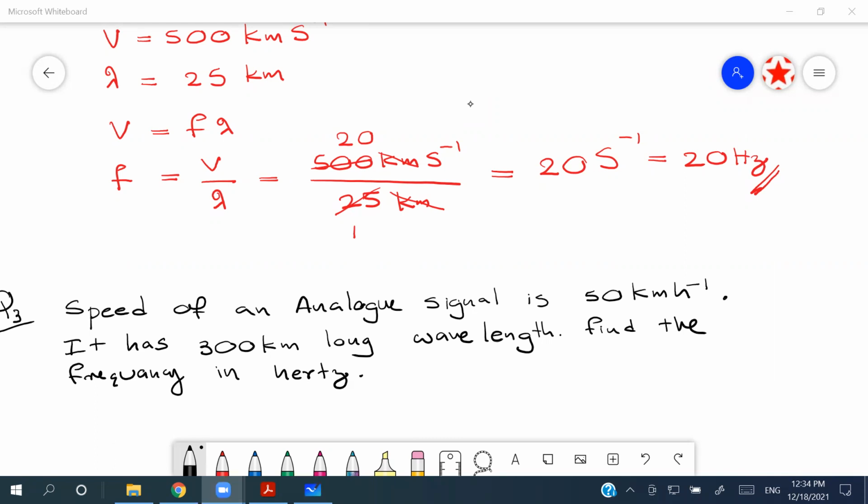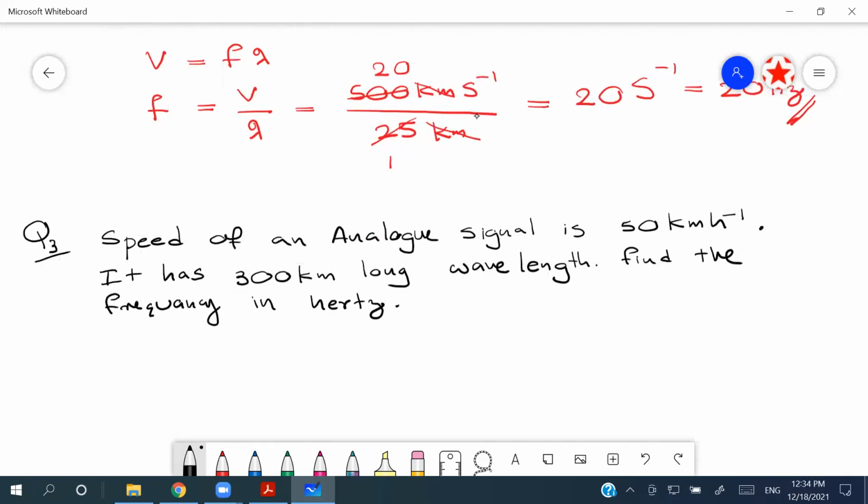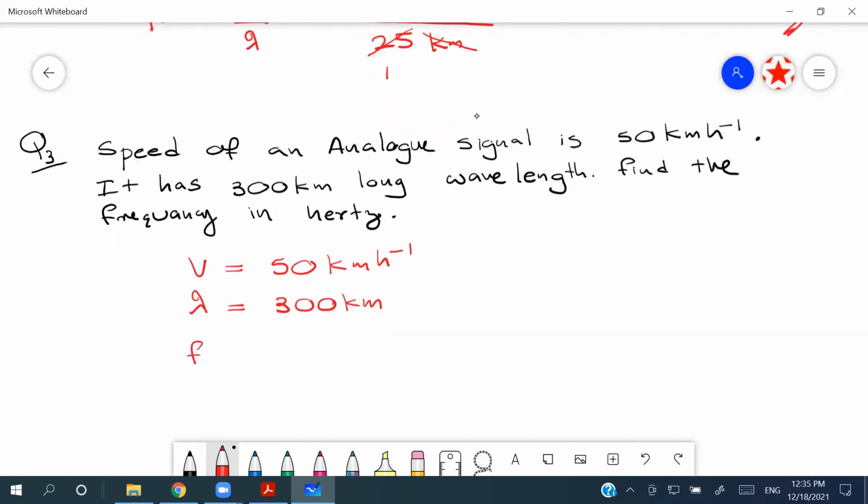Okay, sorry for that, people. So yes, right, okay. I've got some different answer. Let me illustrate it to you. So what we have here is V is given, which is 50 kilometers per hour, and lambda is given, 300 kilometers. So we are asked to find the F, right? So we apply V equals F lambda.